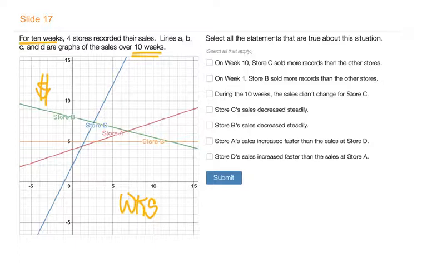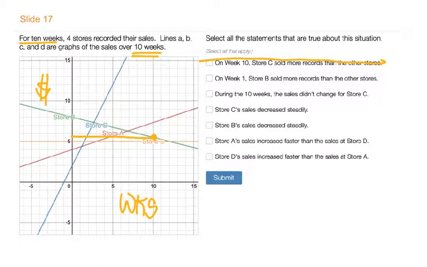All right, so let's take a look. At week 10, I'm going to do this step by step. On week 10, store C sold more records than the other stores. Okay, so store C is the green line. I'm going to go right here. Here's week 10. Did they sell more? No, they didn't. They only sold this many. So that is not true.